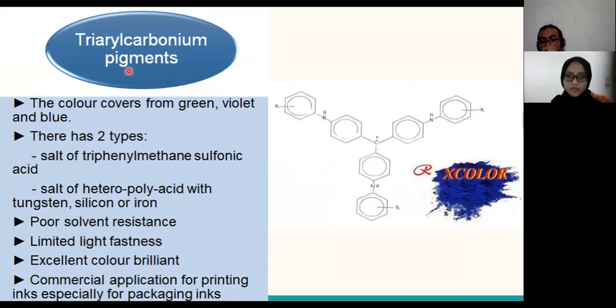And this is triarylcarbonium pigments. The color covers green, violet, and blue. There are two types, which are salts of triphenylmethane sulfonic acid and salts of heteropoly acid with tungsten, silicon, or iron. They have poor solvent resistance, limited light fastness, and excellent color brilliance, and the commercial application is for printing inks, especially packaging inks. So this is the chemical structure for triarylcarbonium pigments.